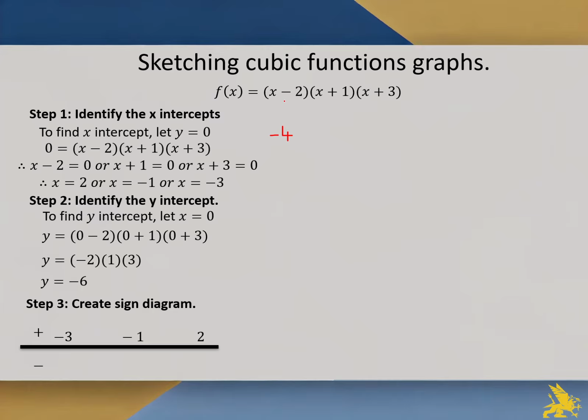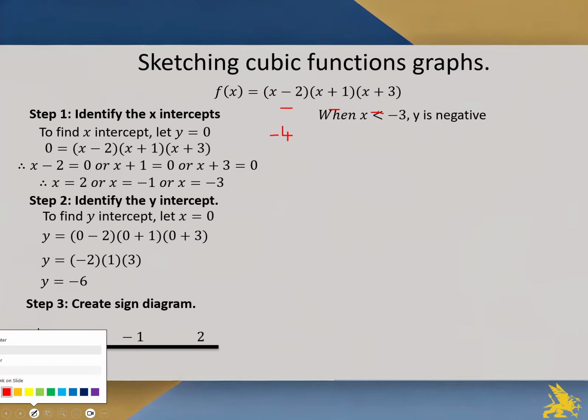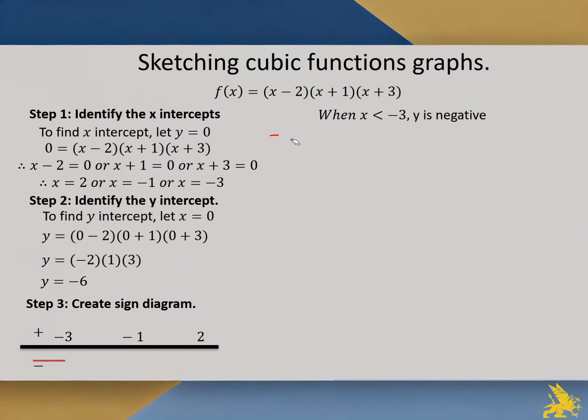So if we've got negative 4, I'll just write negative 4 there. That means negative 4 take away 2, that gives me a negative. Negative 4 plus 1 is negative, and negative 4 plus 3 is negative. So negative times a negative is a positive, positive times a negative is a negative. So that means I'm going to have my graph starting down here. I'll erase that part now. So when x is less than negative 3, y has to be negative.